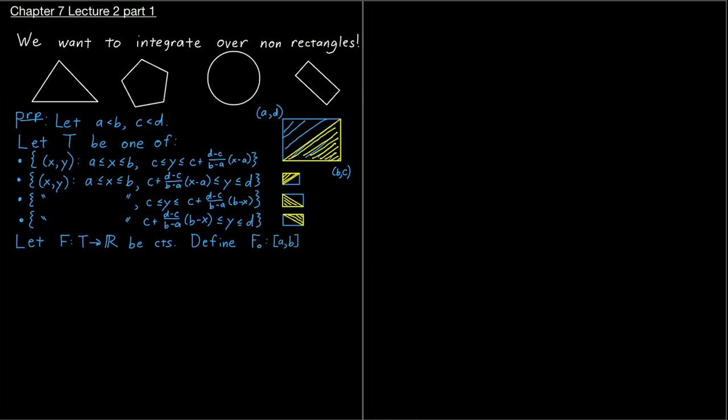So here is how we're going to define or formulate integrating this continuous function f. We're going to define a helper function that's defined on the rectangle, because we know what we mean by integrating on rectangles. We're going to write f naught of xy. It's going to be f of xy as long as xy is in our domain of integration, and it's going to be 0 everywhere else.